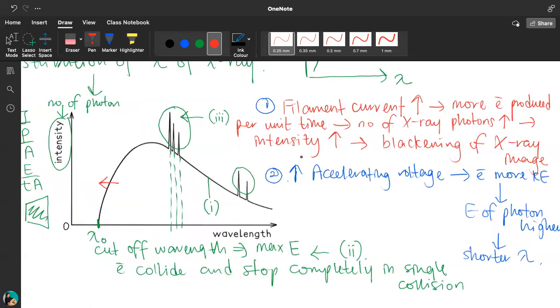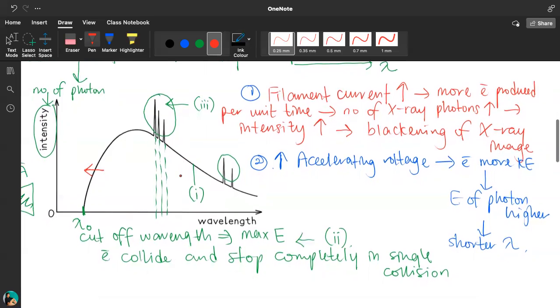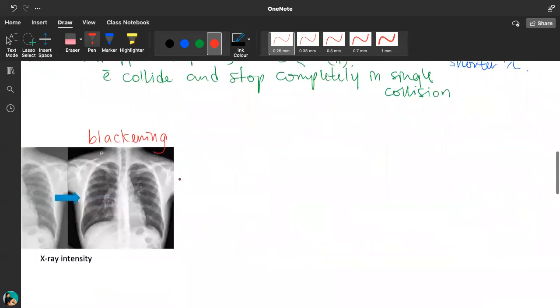If I increase accelerating voltage, more shorter wavelength X-ray will be produced. So the graph shifts towards the left side, shorter wavelengths. Okay, so the graph looks like this here.